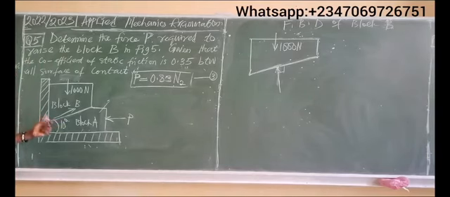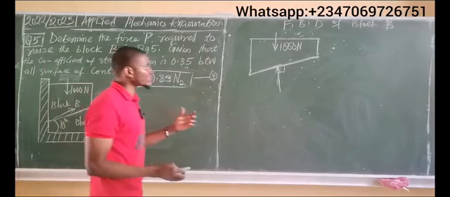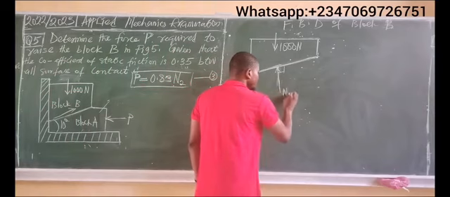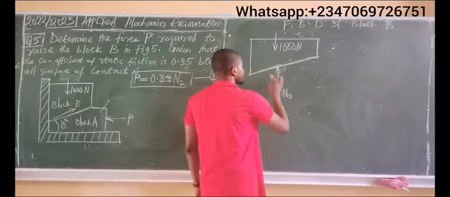Remember, we call that normal reaction N2. So the normal reaction here is the same normal reaction when we consider block A. But in this case now, it is opposite. It still maintains the same theory. It must be at 90 degrees to the surface. So it still remains N2. All right.